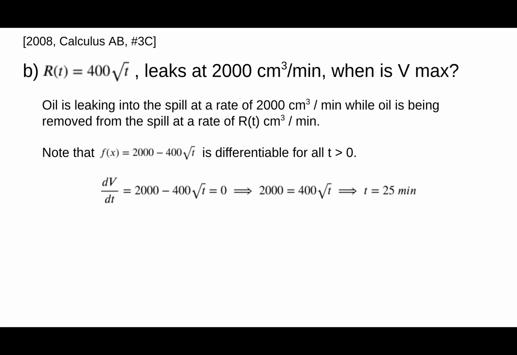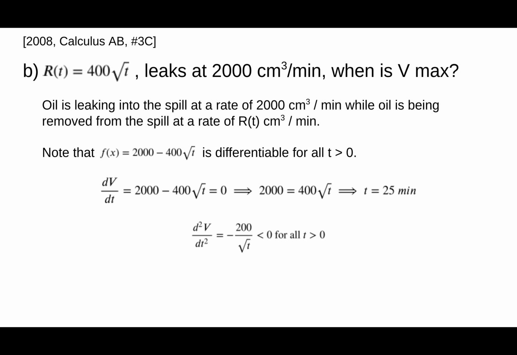So dV dt, now that this recovery device is activated, is no longer just 2,000, it's 2,000 minus 400 square root t. And the volume can be maximized either at an endpoint or somewhere in between where the derivative is equal to 0, so when is dV dt equal to 0? Well, dV dt is going to equal 0 when 2,000 is equal to 400 square root t. Solving that equation for t, we get t equals 25 minutes.